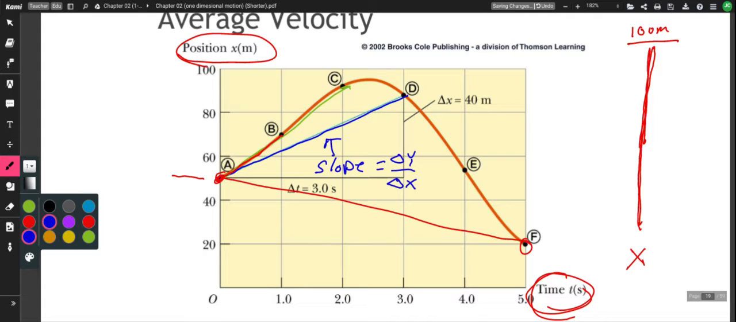We have different average velocities. The green average velocity, the average velocity between A and C, is greater than the average velocity between A and D. The average velocity between A and F is a negative velocity. And so the velocity is changing as we move through this curve. We also have a concept called instantaneous velocity. Instantaneous velocity is the velocity that occurs at any given point.